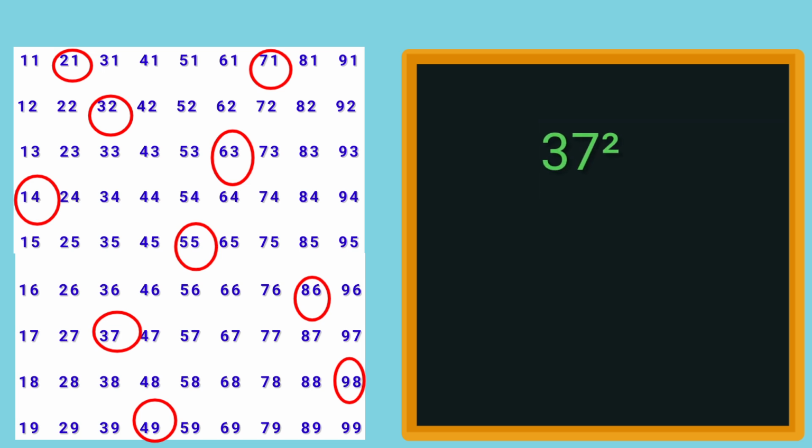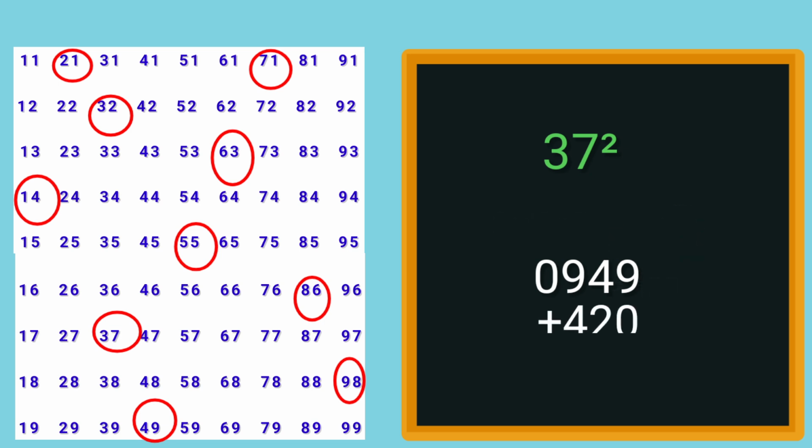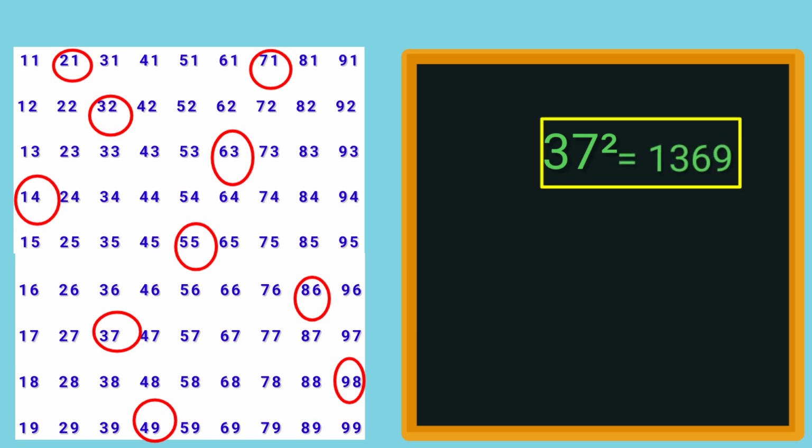Our next number is 37. To find square of 37, we will first write down square of 3 and 7. 3 square is 09, 7 square is 49. We will now multiply the numbers seen here, that is 3 into 7 into 2. 3 7s is 21, 21 into 2 is 42. We have to place one zero next to it and add to the squares written below. On adding 949 and 420, we get 1369. Square of 37 is 1369.